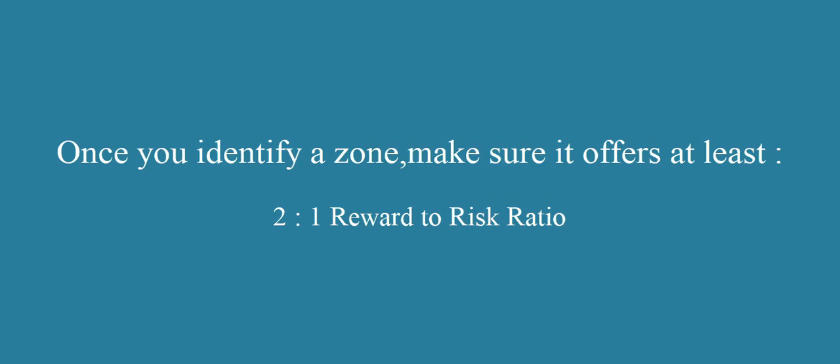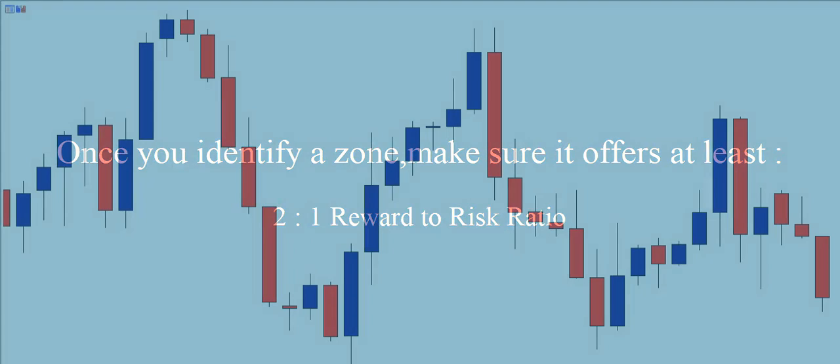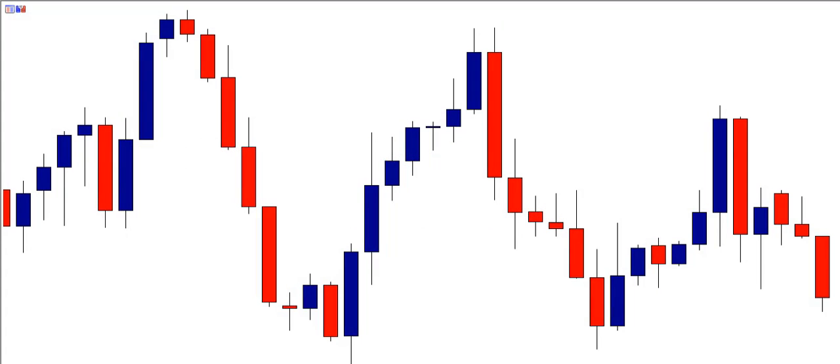So what do I mean by 2-to-1 reward to risk ratio? I mean that the amount of pips or money that the trade allows you to win should be at least twice the amount of pips or money that you want to risk. In other words, your profit should be at least twice your risk. Let me give you an example just to help you understand what I'm talking about.